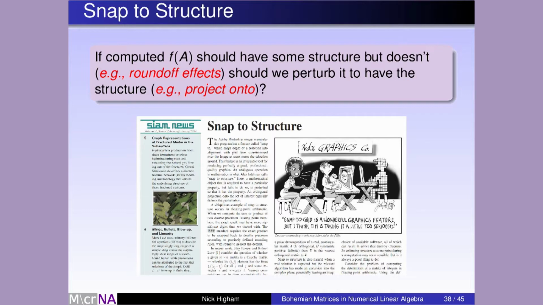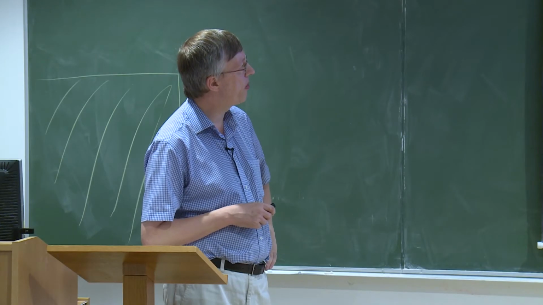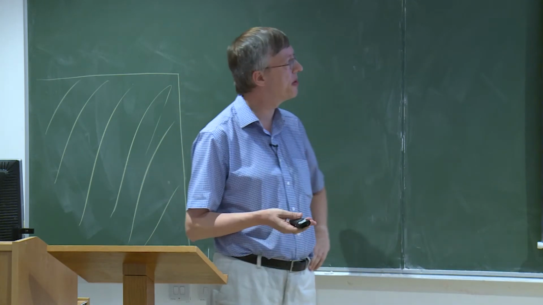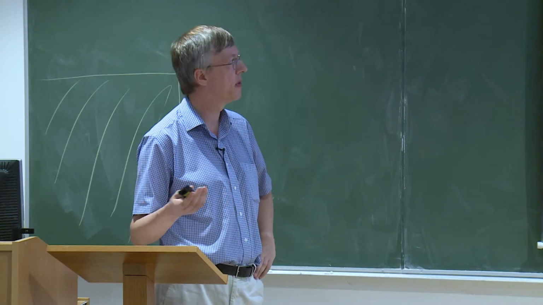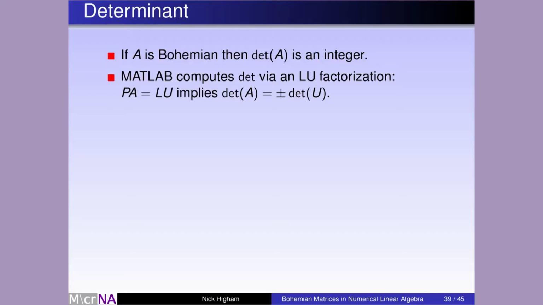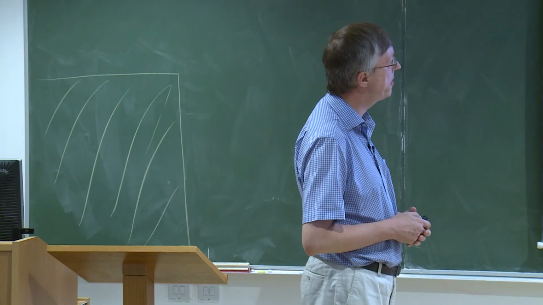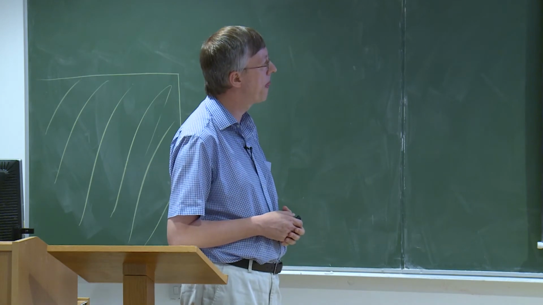So I'll give an example in a moment. I wrote a Science news column at the end of last year on this very topic. So what's an example? Well, determinants. If you have a Bohemian matrix, with integer entries, then the determinant is an integer. But if you compute det(A) in MATLAB, it does an LU factorization with partial pivoting: PA = LU, P a permutation matrix. This implies that det of A is plus or minus det of U, because L is lower triangular with 1s on the diagonal. So det of A can be obtained from det of U.